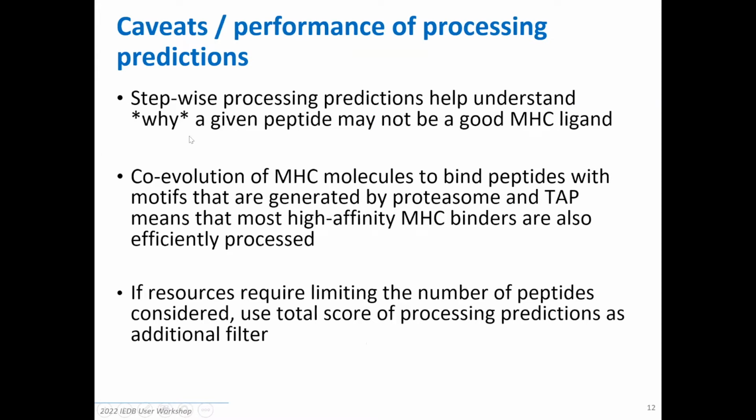It has to be pointed out that because of co-evolution of the MHC molecules, they tend to bind peptides that are efficiently generated by proteasome and TAP. So most MHC molecules actually prefer a hydrophobic residue or a positively charged residue at the C terminus, and that's also the signals that are very efficient for proteasome and TAP transport.